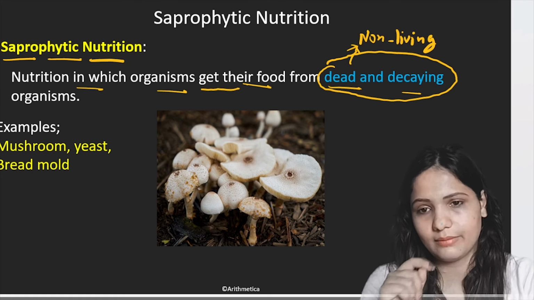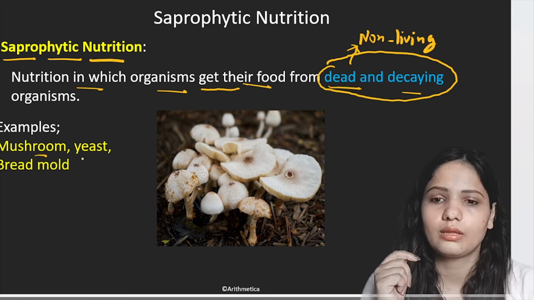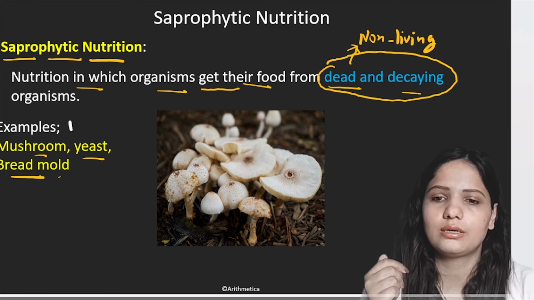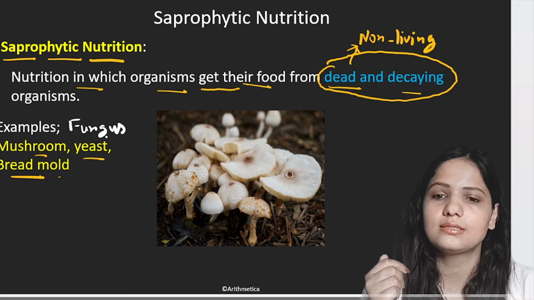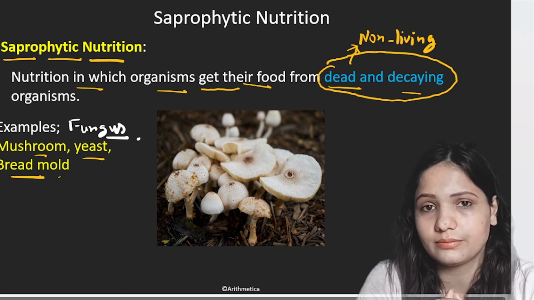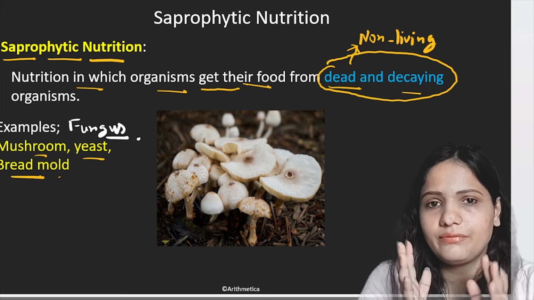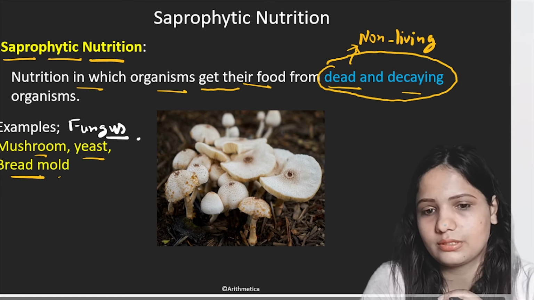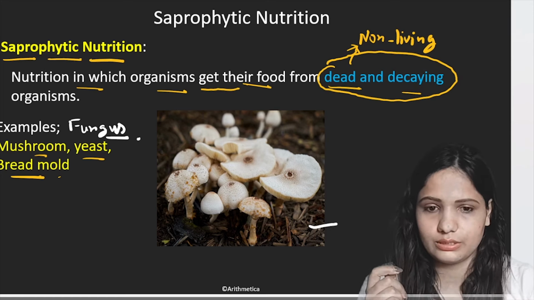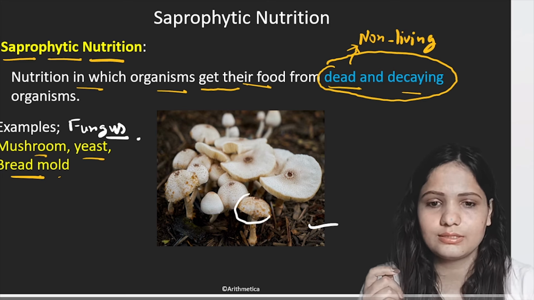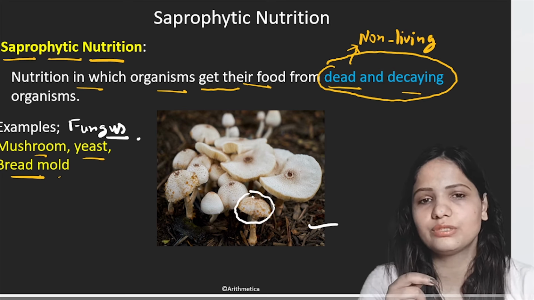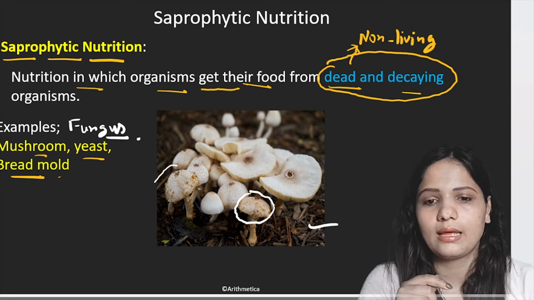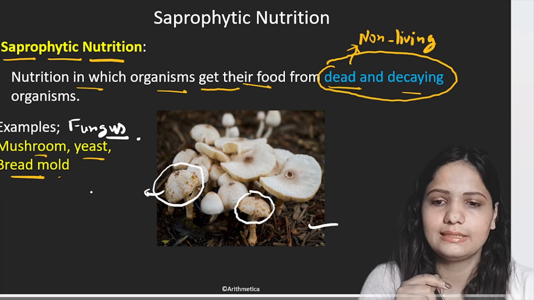If we see examples of saprophytic nutrition, we have mushroom, yeast, bread mold. All these are fungus. Fungus are the examples of saprophytic nutrition. They feed on waste material like dead and decayed material for their food requirements. If you can see in the picture here, this is the mushroom. You might have seen this mushroom in your fields in the rainy season. Many of you have seen this mushroom in the rainy season. These mushrooms feed on decayed matter.